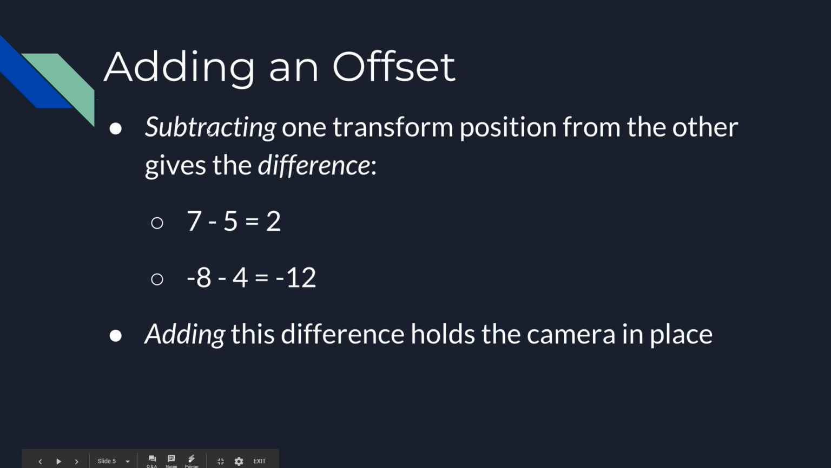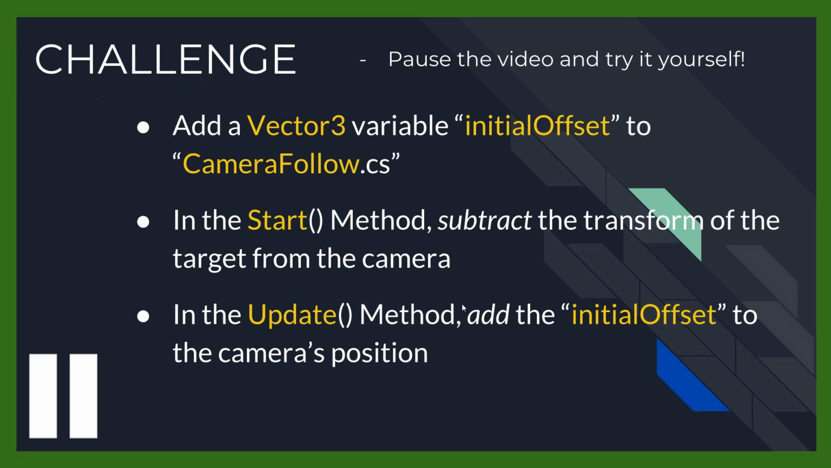To add an offset, what we have to do is subtract one transform position from the other to give us the difference between those two offsets. In the same way that the difference between 5 and 7 is 2, and the difference between -8 and 4 is -12. What we're interested in is the offset position from one to the other, and then we're going to add the difference, which will hold the camera in place as the rocket moves.